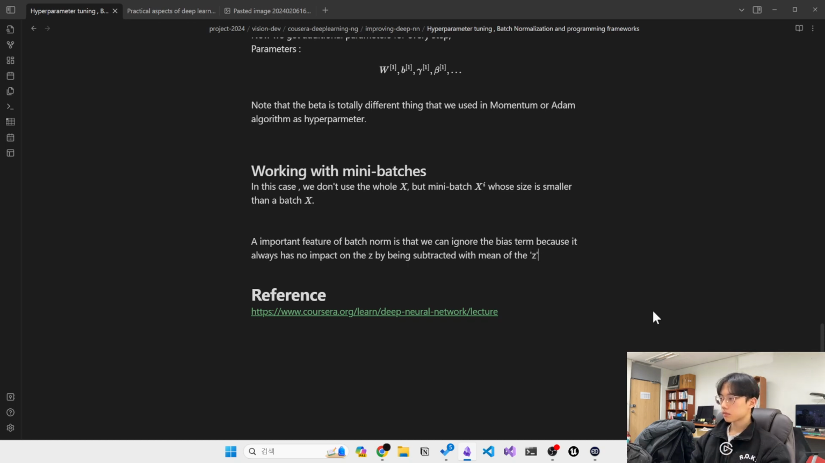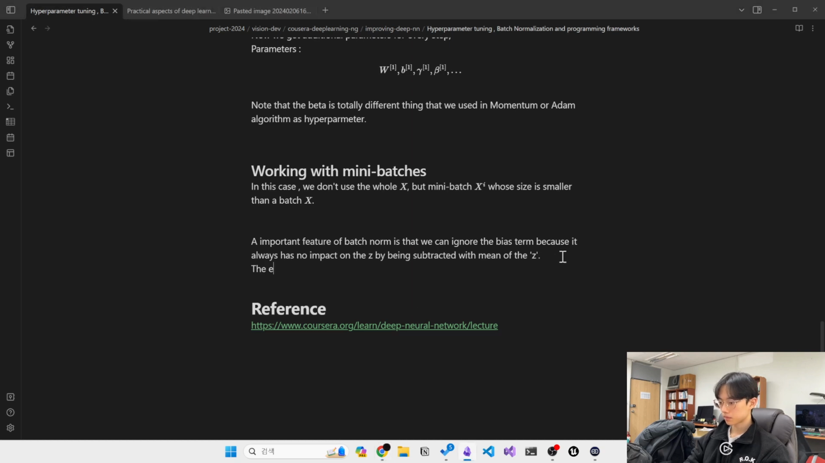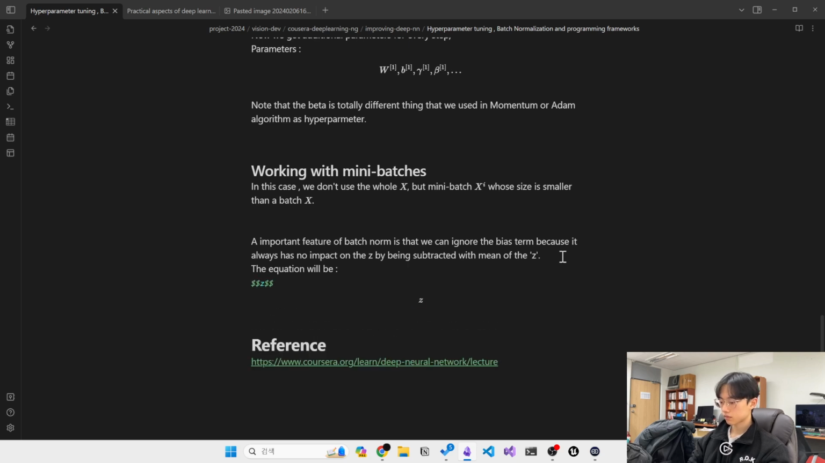Then you compute ZL normalized, and when you compute Z tilde equals gamma ZL plus beta, you end up using this parameter beta L in order to decide what's the mean of Z tilde L, which is what gets passed to the next layer.